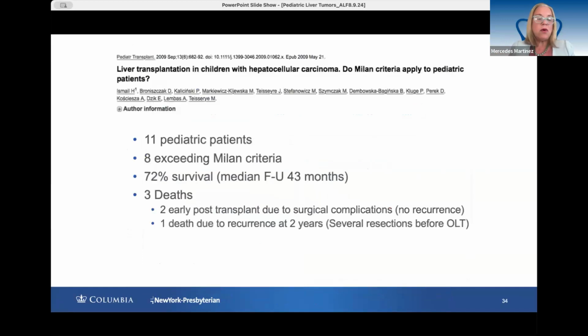This other report of 11 pediatric patients, 8 of whom exceeded Milan criteria, enjoyed 72% survival at 43 months. Again, a very nice observation, but remember the adult patients we were talking about, 15,000 patients. We are talking about 11 pediatric patients. It's a rare presentation, and we don't have the volume to assess and to draw criteria and algorithms for diagnosis and management.